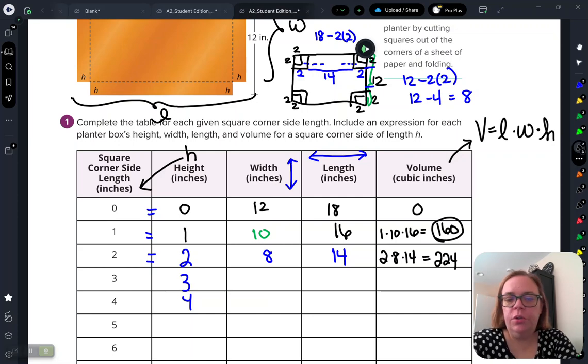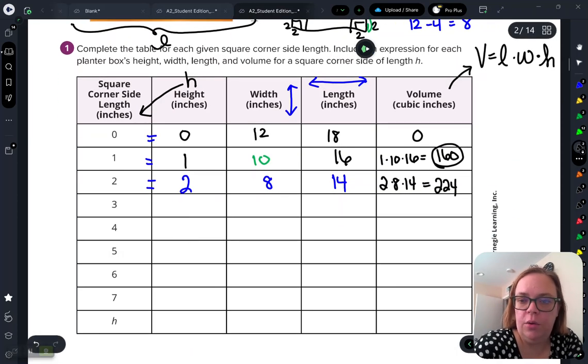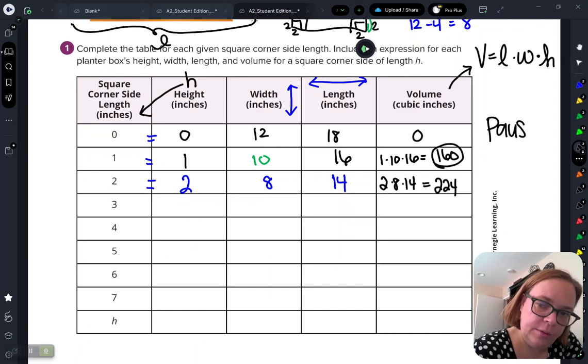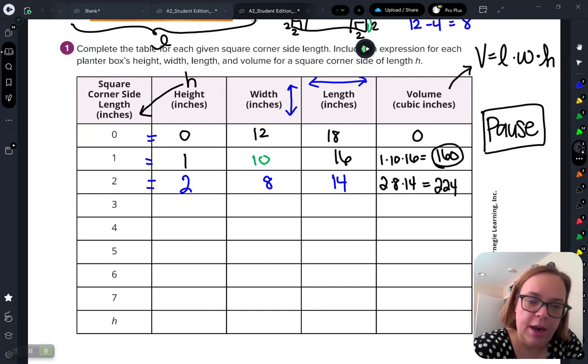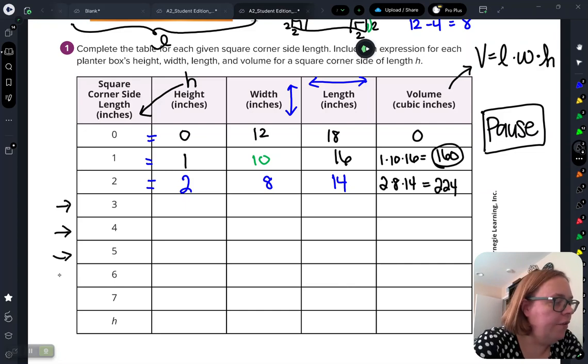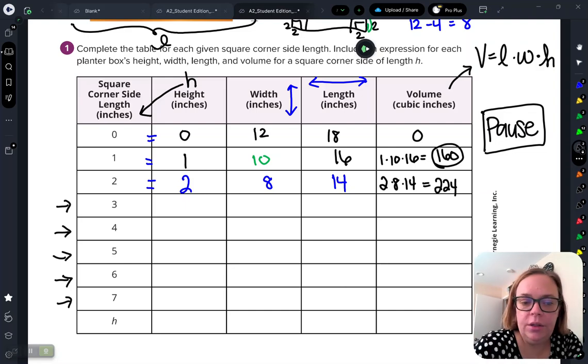All right, I want you to pause it, and I want you to do rows 3, 4, 5, and 6. And you could do 7, but leave the last one, okay? So let's do 3, 4, 5, 6, and 7. You are going to notice a couple of weird things going on in a couple of these cases, and I want you to think about why that might be. All right, pause the video, give it a try.